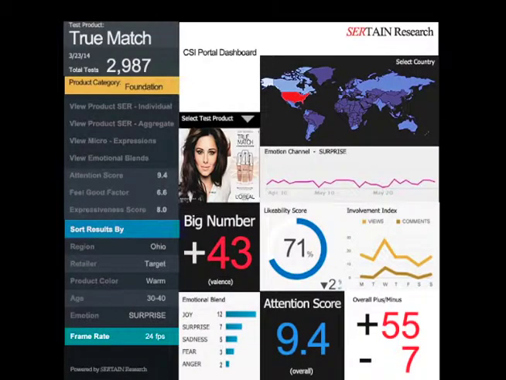Our capture software is able to read the wide percentages and ranges of emotions, gathered as data points at a 24 frames per second capture rate, and translate this into a working and viable dashboard that the client can easily understand.